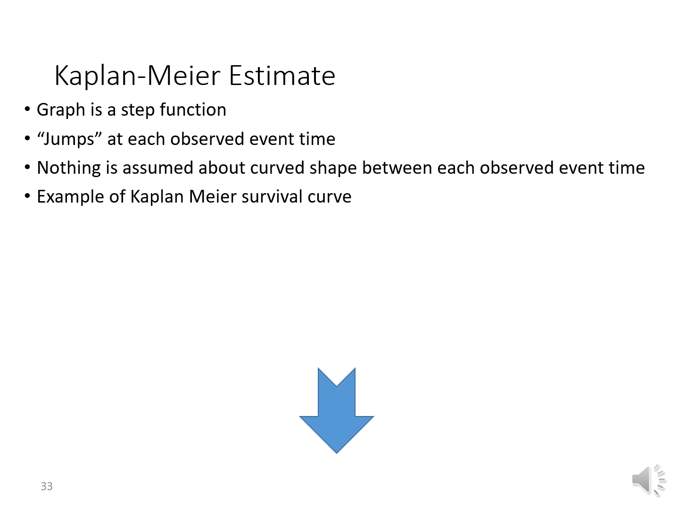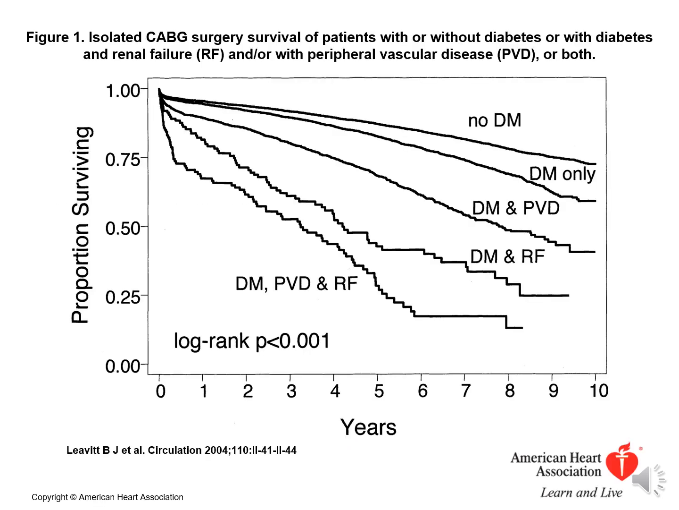Okay, so this is a real example of a survival curve. This is a group of patients who had CABG surgery, and we're looking at their survival. Then we compare their survival based on whether they have diabetes, renal failure, peripheral vascular disease, or both. First, as we said, it's a step function. It drops at each event. Every time there is an event, the curve drops.